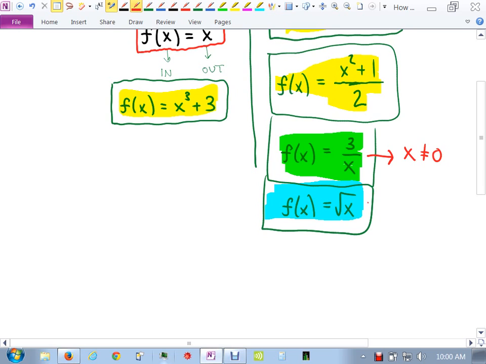So for this right here, what we need to make sure is that the x we plug in has to be bigger than or equal to 0. Do you agree with that? That means everything bigger than 0, and you can plug 0 in, that's why it equals, but nothing less than 0.